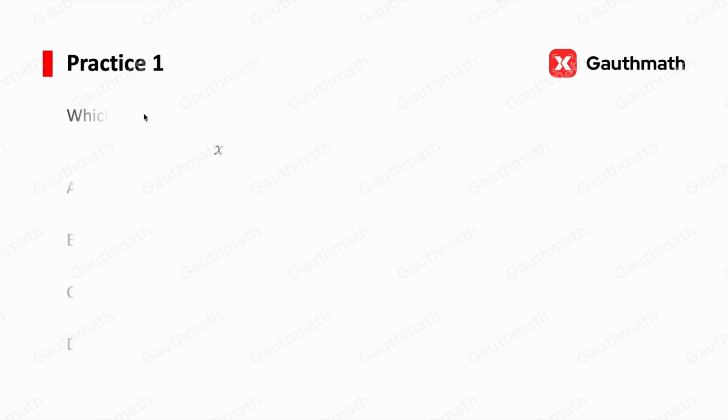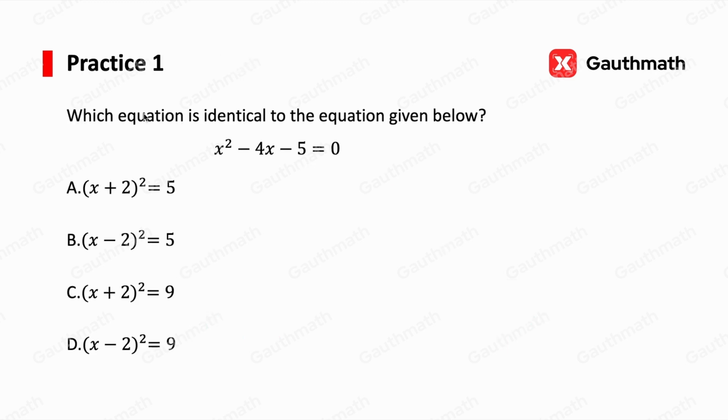So let's do one practice. Which equation is identical to the equation given below? So we may notice that the 4 choices are all in completed squared form. So we have to complete the square for this equation. So first, we may move the negative 5 to the right. So the equation becomes x squared minus 4x equals 5.